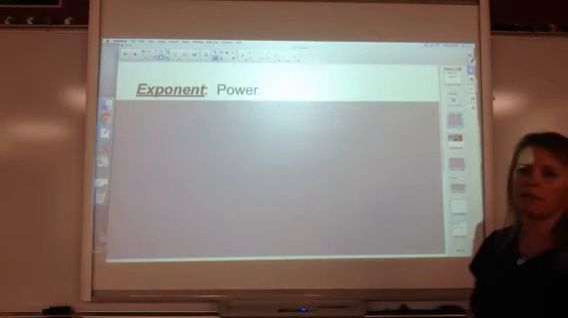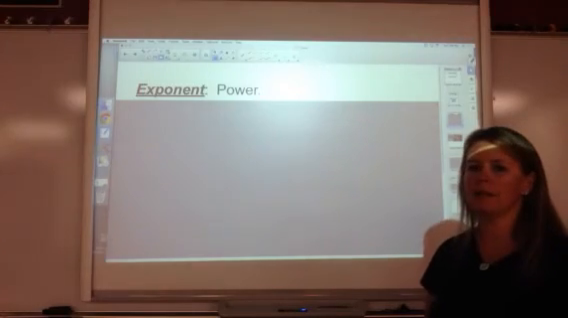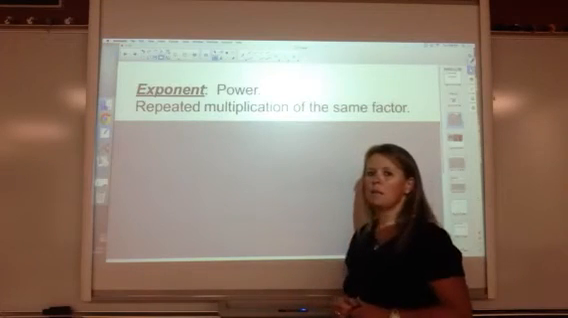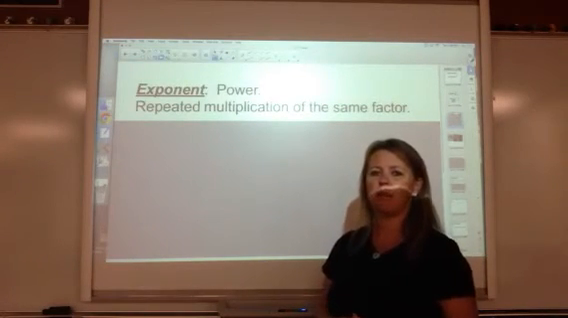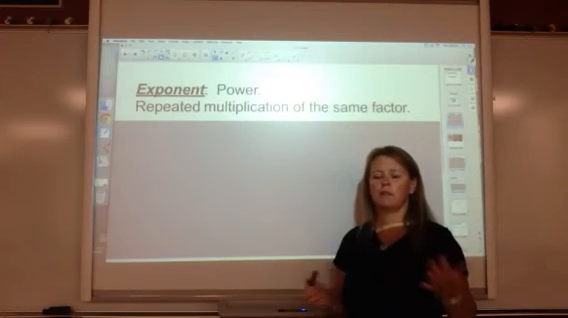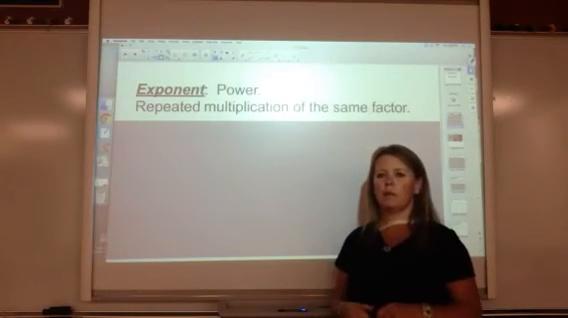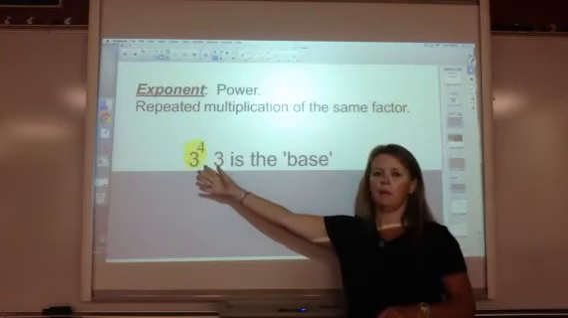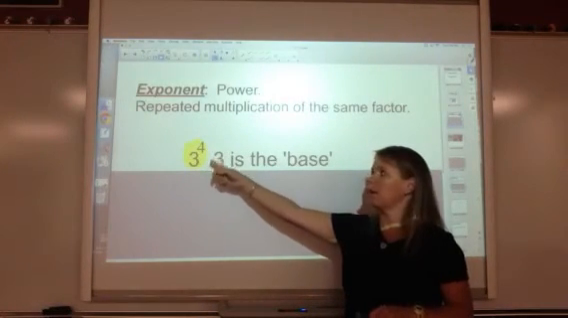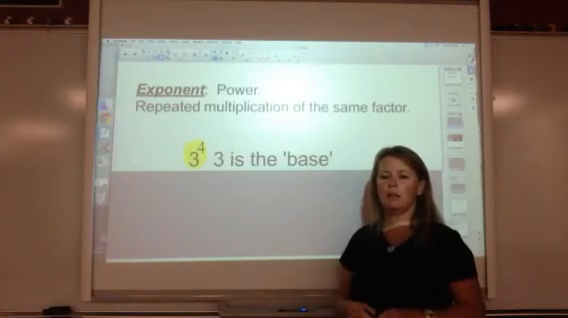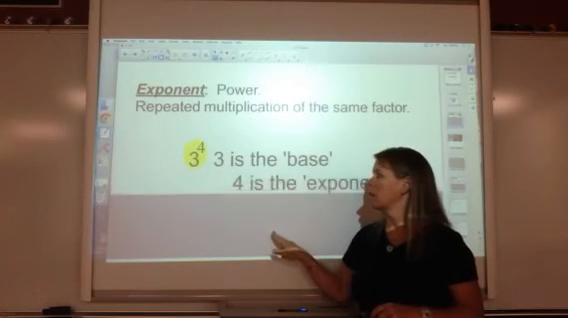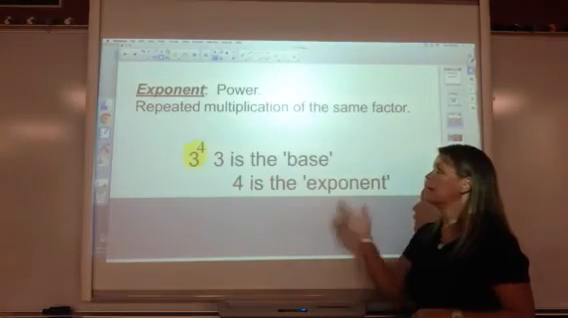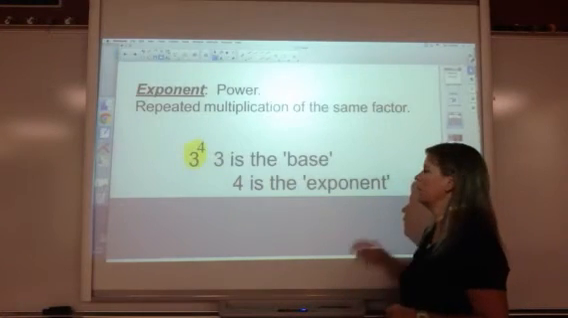More vocab along with this. Exponent. Another word for an exponent is a power. It is repeated multiplication of the same factor. Factor, remember, is a piece of multiplication over and over and over, or maybe just twice. For example, if you have 3 to the 4th power, or 3 exponent 4, you can say it either way. 3 is called the base. 4 is called the exponent, or the power. And again, slow me down or pause me, rewind the video if you need more time to write this down.